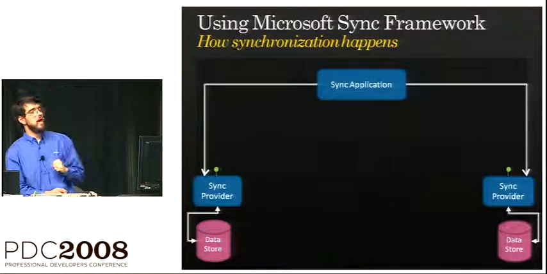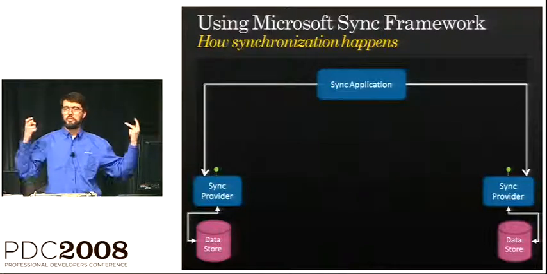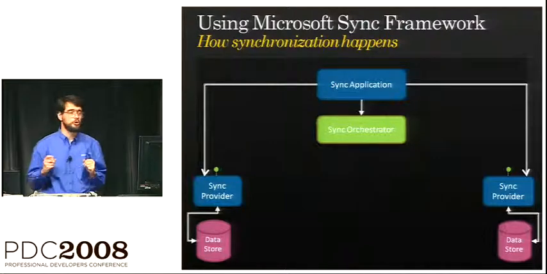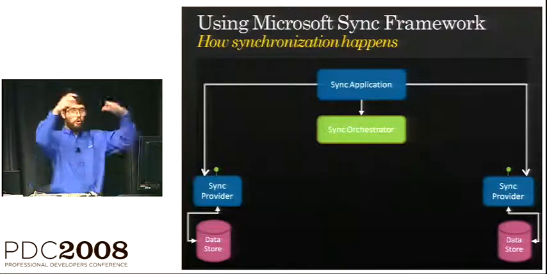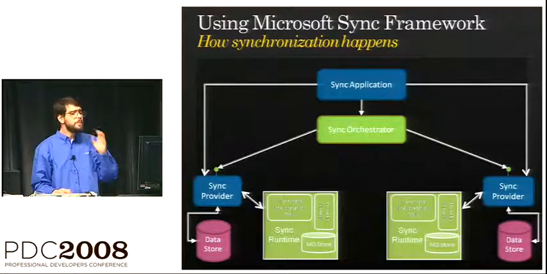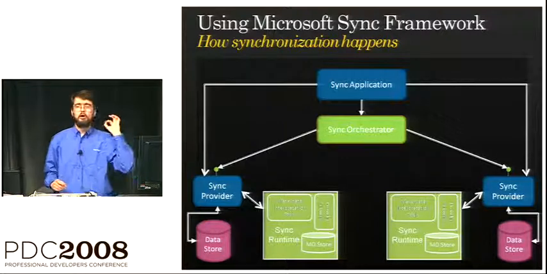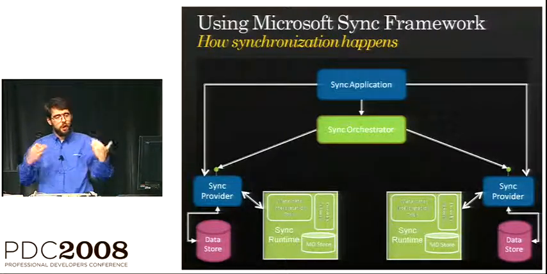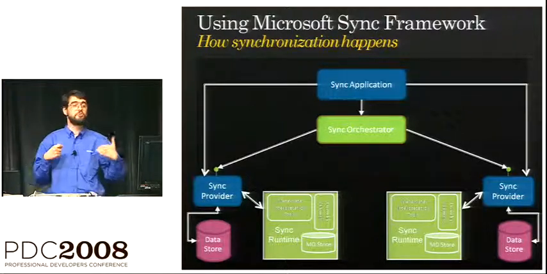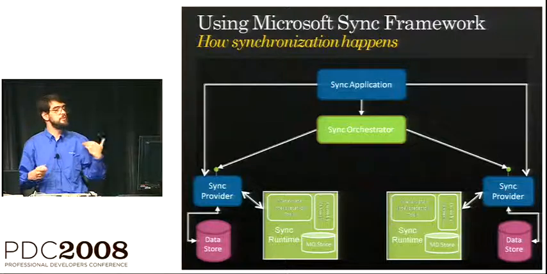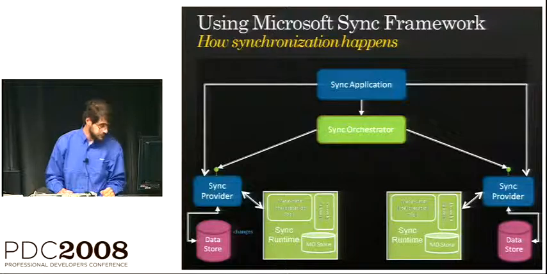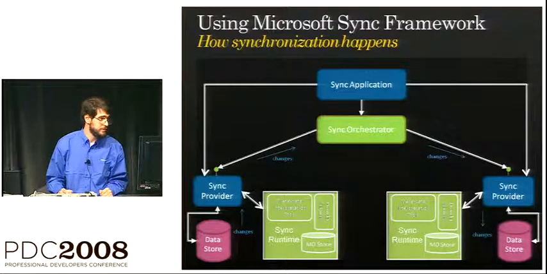So at this point, the Sync application configures the two providers, tells them which stores to talk to, and grabs hold of a sync orchestrator, which is a component of the Sync Framework, whose job it is to orchestrate the entire process, to talk to the two providers, and get them in sync. But the most important component is that of Sync Runtime, which is really the heart of the Sync Framework that allows one to write sync providers without having to solve over and over again the same hard sync problems that we have hopefully solved once and for all. Changes flow from one place to the other.